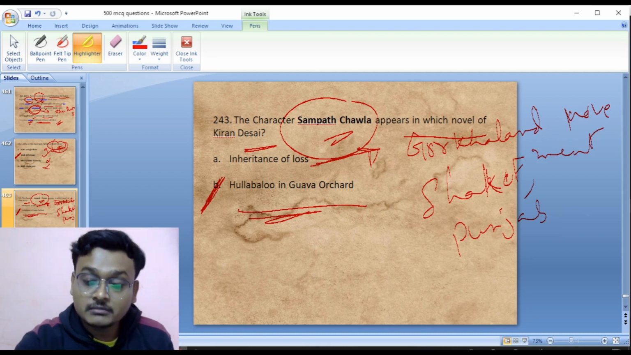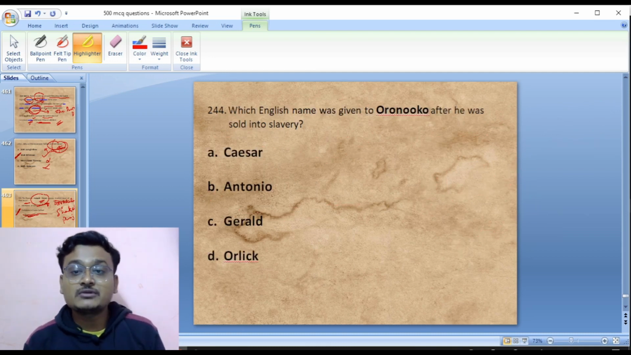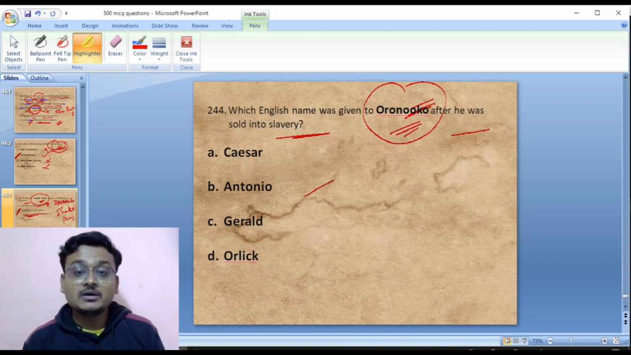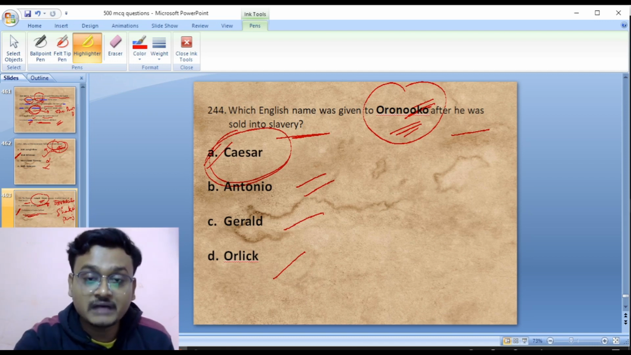Next question. Whose English name was Orinoco after he was sold into slavery? So which English name was given to Orinoco? Caesar, Antonio, Gerald, Orlick. So it was Caesar. Orinoco was given the name Caesar when he was sold into slavery. It was written by Aphra Behn, the famous novel Oroonoko.